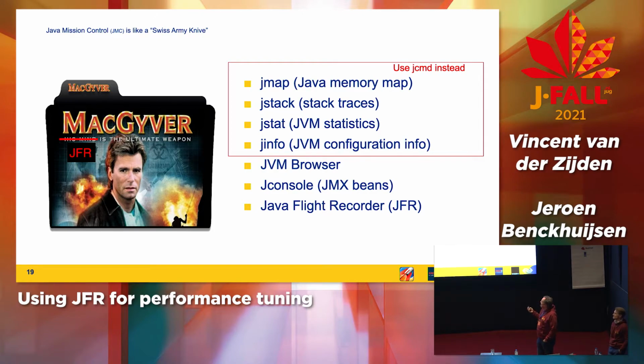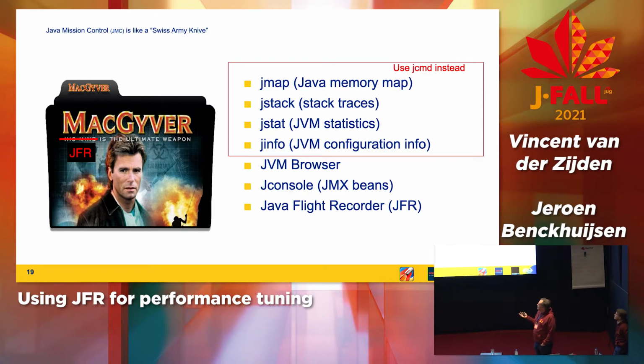And if you look at Java Mission Control and JCMD, if you want to do these kinds of analysis, these are your two tools to use. There's, of course, quite a few tools which have been present in the JVM bin directory for ages. Basically, for most of these cases, JCMD is the better option to use. So that's for JMAP, JSTACK, JSTAT, JINFO. It's easier to use JCMD. It's more efficient.